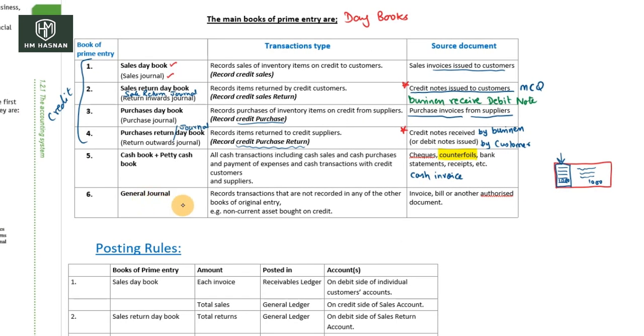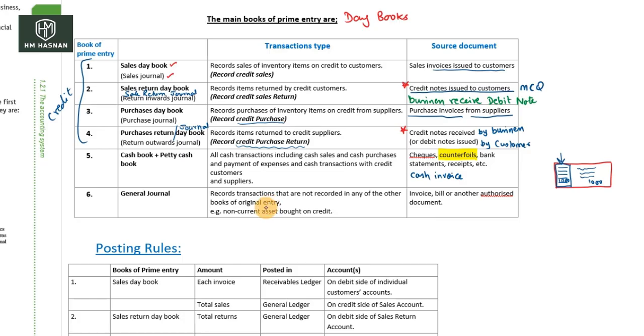And the last one is the general journal. All the transactions except sales return, purchase return, and cash will be recorded in the general journal, like non-current assets we bought. All non-current asset related transactions will be recorded in the general journal. So we record transactions that are not recorded in any of the other books of original entry.